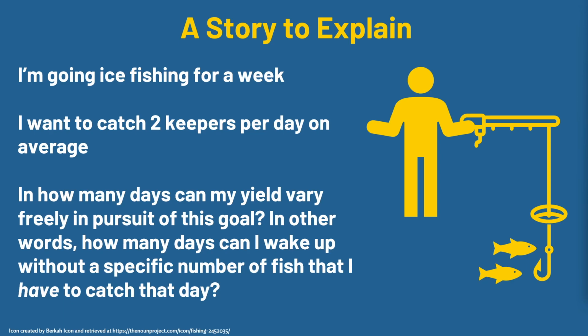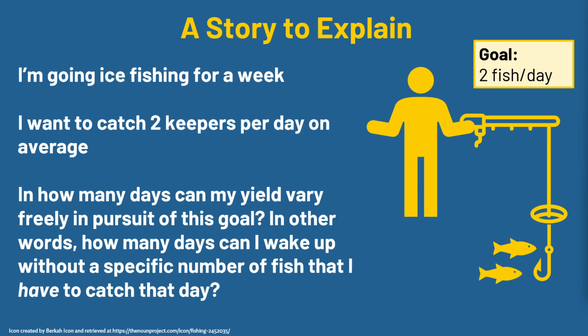And so what I want to know, to explain degrees of freedom in this example, is how many days can my yield vary freely in pursuit of this goal? That probably feels weird. So, in other words, how many days can I wake up in the morning and not have a specific number of fish that I have to catch that day in order to get an overall average of 2 per day? In other words, how stressed out am I going to be over the course of this trip? And how many days am I going to wake up and say, oh shit, if I'm going to average 2 per day, then I have to catch X number of fish today? Let's go ahead and find out.